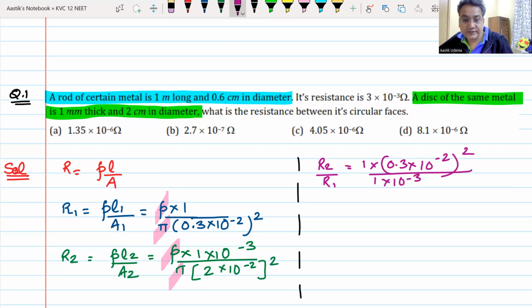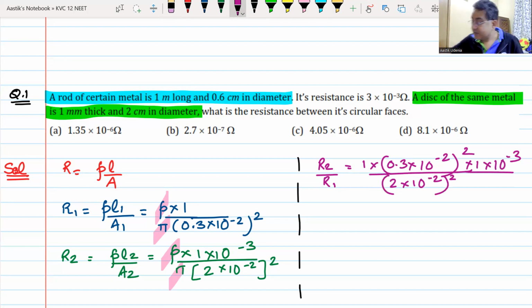What am I writing here? I think I am writing it reversed. See again, I always make mistakes in multiplication and division. This is how you must multiply and divide very correctly. From here, you will be able to get the ratio of R2 by R1, and R2 will become this thing multiplied by R1. A bit long calculation.